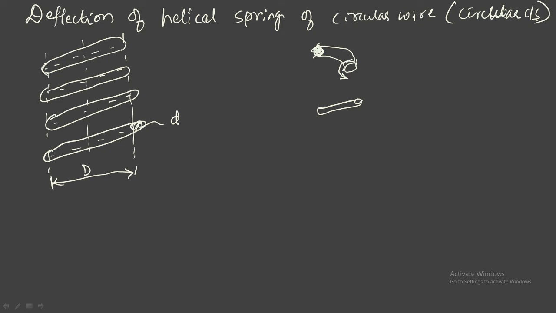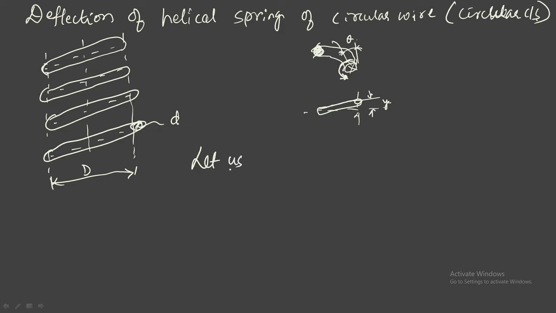Now along with the twisting moment, it is going to deflect through some angle here. It is also going to deflect some axial distance. So now you need to find out both, equate those two things, and you are going to get the equation for the deflection.